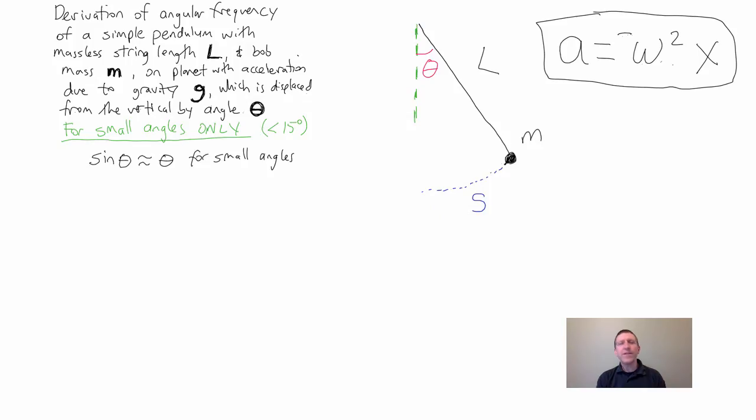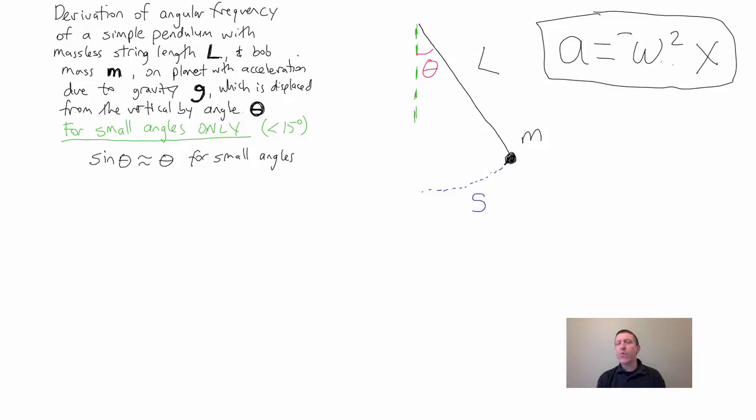So now what we're going to do is derive the expression for the angular frequency of a pendulum. And once you do that, then you've got the period of a pendulum too, because the angular frequency is easily related to the period.